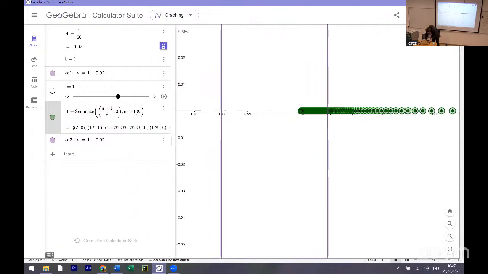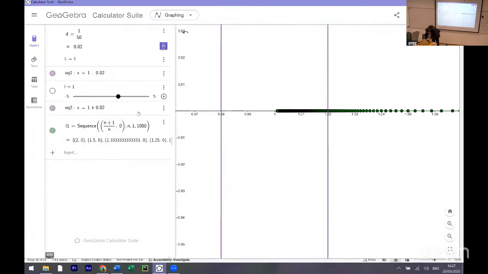1,000 elements. Okay, and now you see it's much closer to 1, right? Okay, any questions so far? So I need to prove mathematically that for every epsilon there exists such a k.